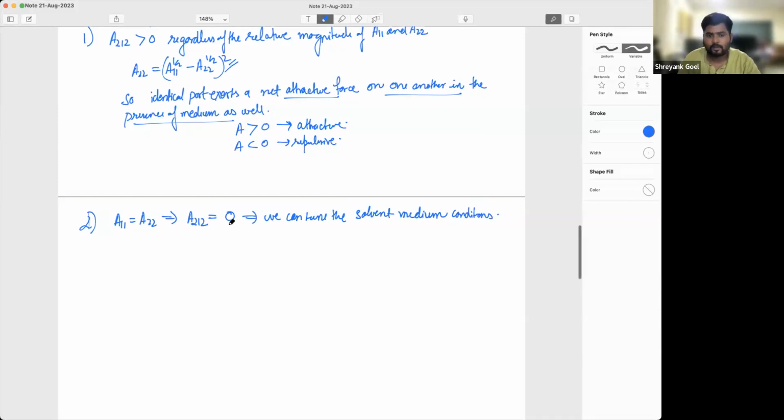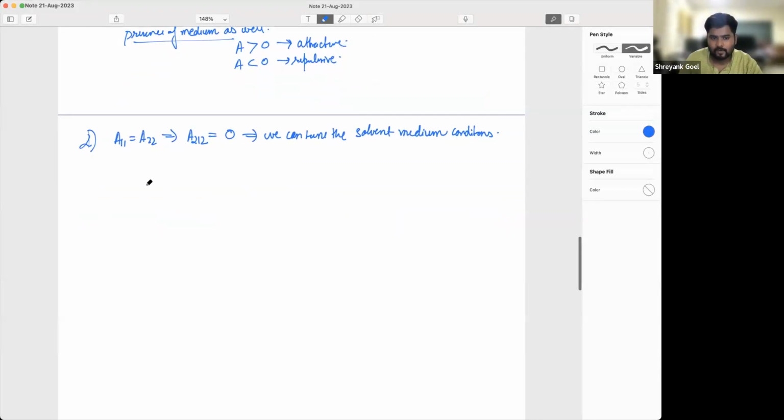Now let's look at a correlation between two different kinds of molecules, two different kinds of colloidal particles. So we have, let's say, one of this kind, but the dispersion medium, the solvent, is the same. The solvent is the same.